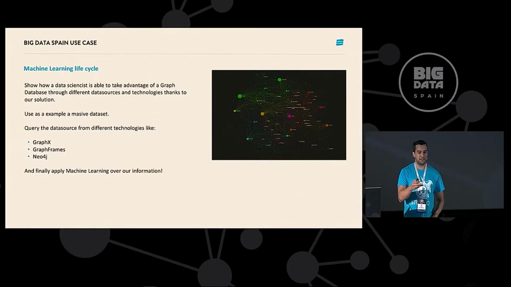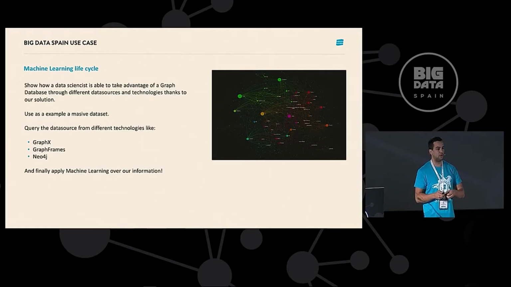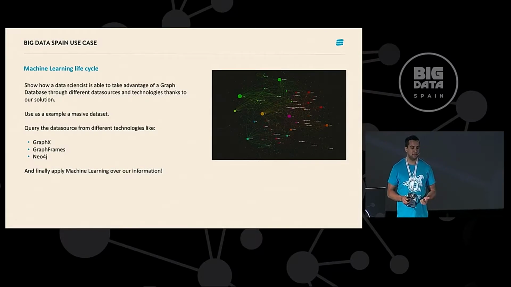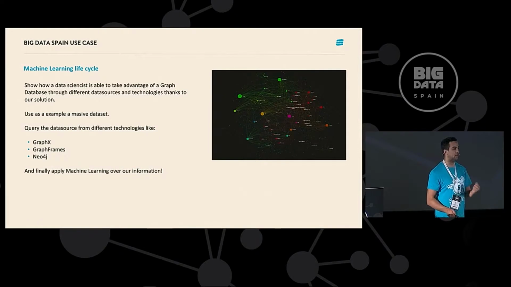So this is the summary of what we will see. Firstly, we will select a massive data set. We will transform all this information, all this knowledge, into 3 different data stores: GraphX, GraphFrames, and Neo4j. And finally, we will apply machine learning over it. We will extract new information from it.